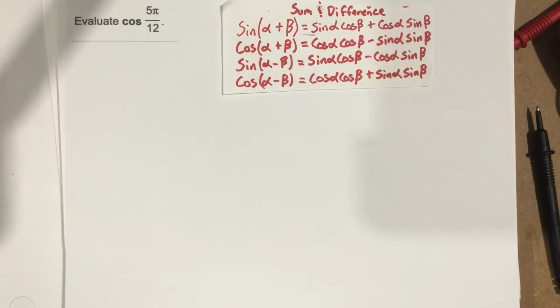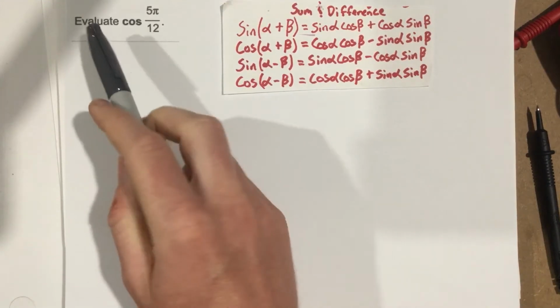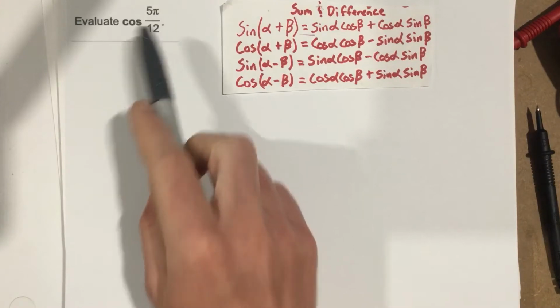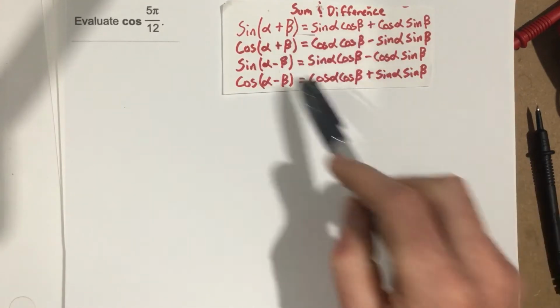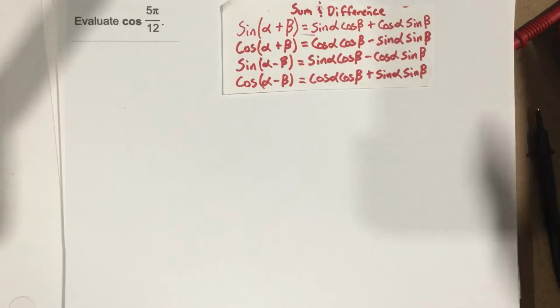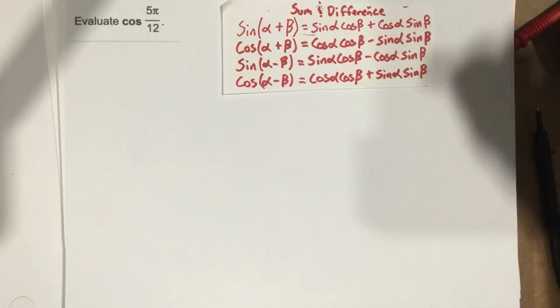This is problem number 7 from section 1.3. It says evaluate cosine 5 pi over 12. And you'll notice I have sum and difference formulas written here. How do I know that I have to use a sum and difference formula for this problem?